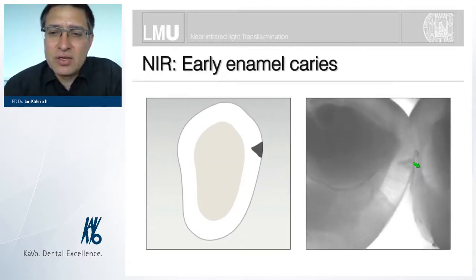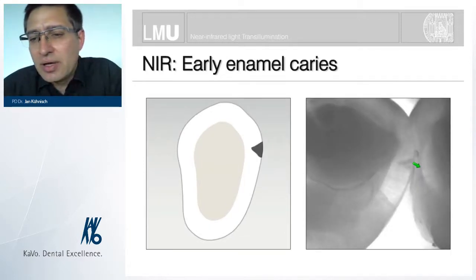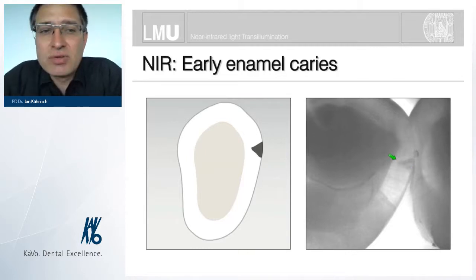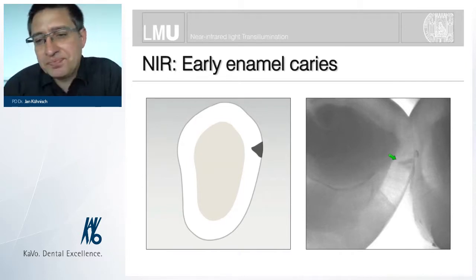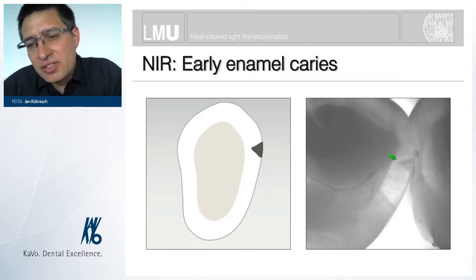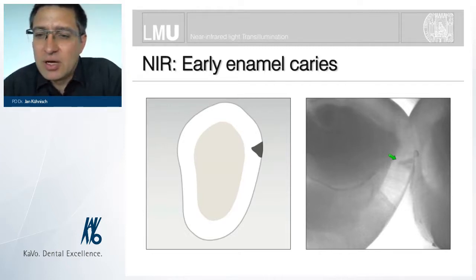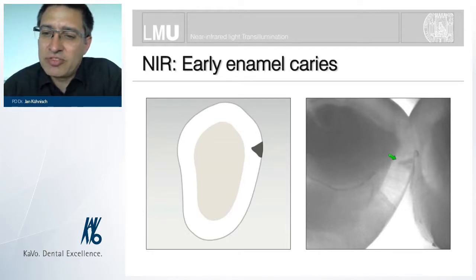The next slide is showing us a beginning caries lesion, a beginning demineralization in enamel. You see this triangular spot here, and it must be stated that this is the first step of demineralization.